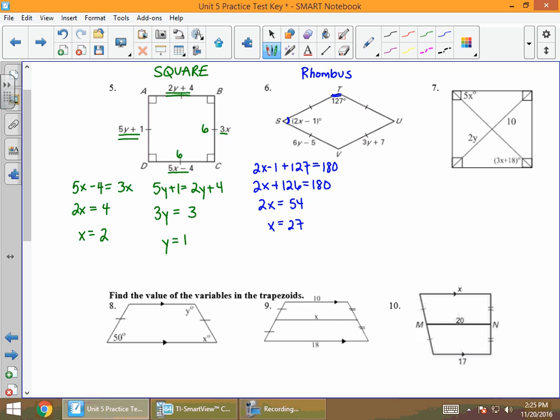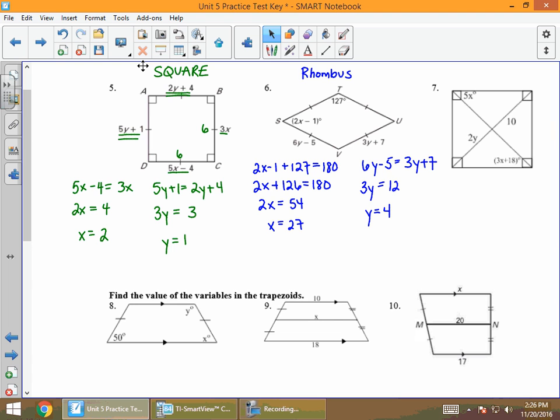Now to find y, I can see that 6y minus 5 is the length of SV, and 3y plus 7 is the length of UV, and they're the same, so I can just set them equal. So 6y minus 5 has to equal 3y plus 7. Subtract 3y will give me 3y, and add 5. That's 12. Divide by 3, and I get y to be 4. All right. So that takes care of question number 6.